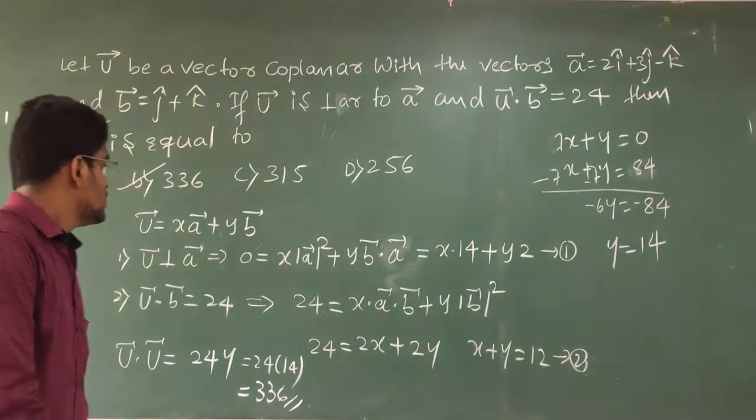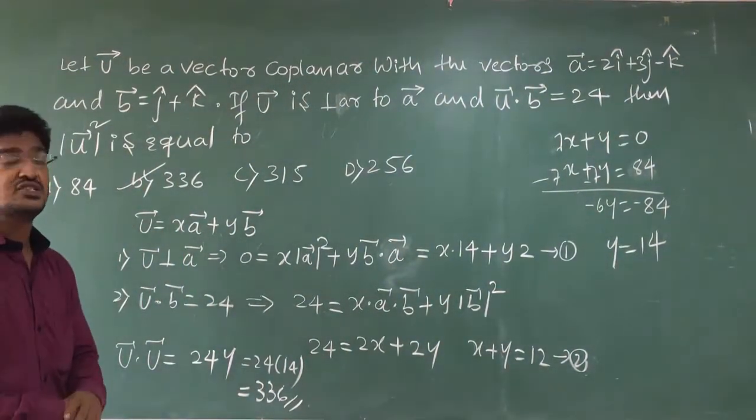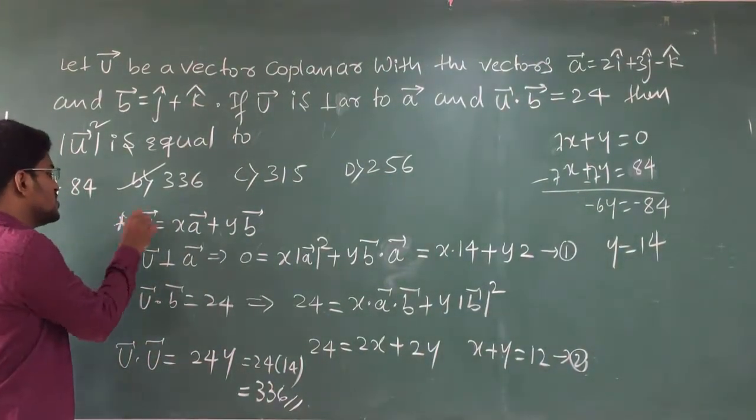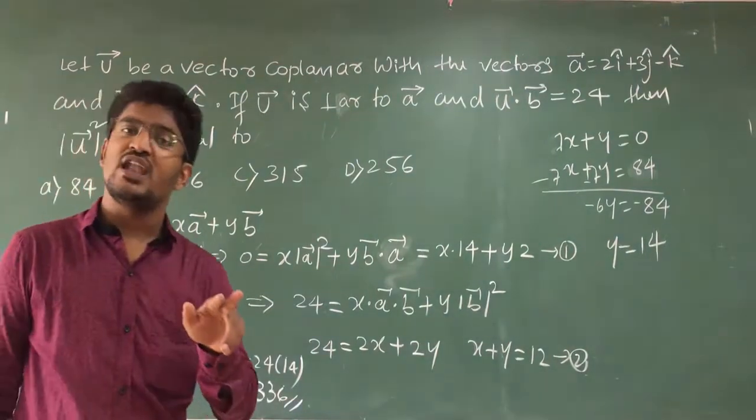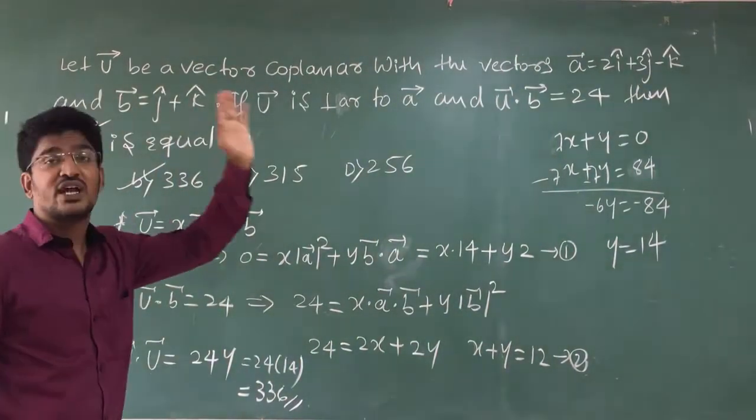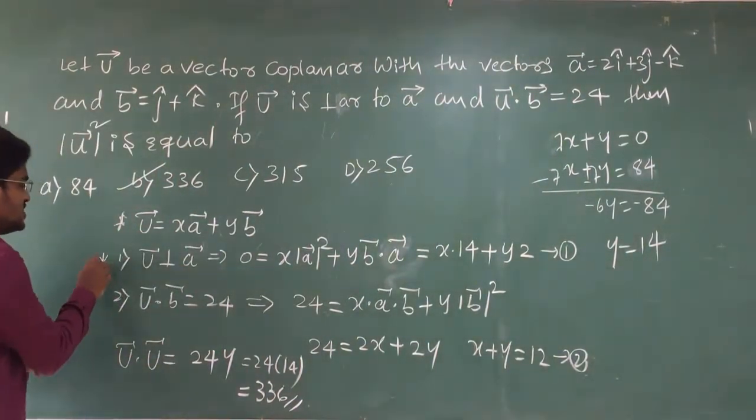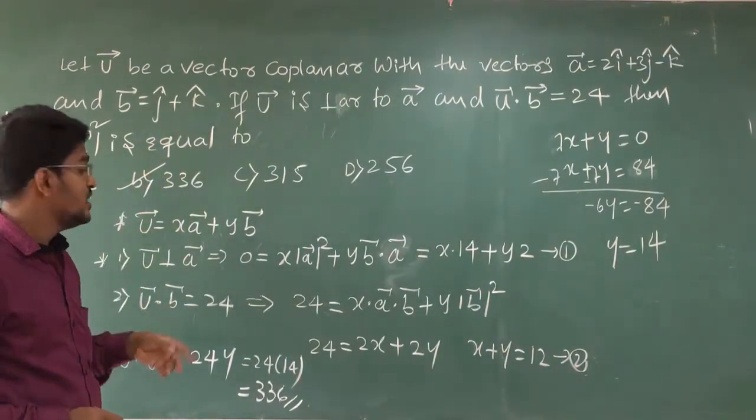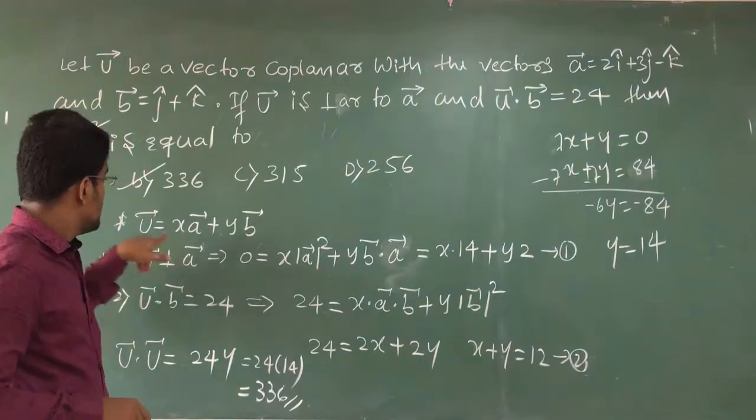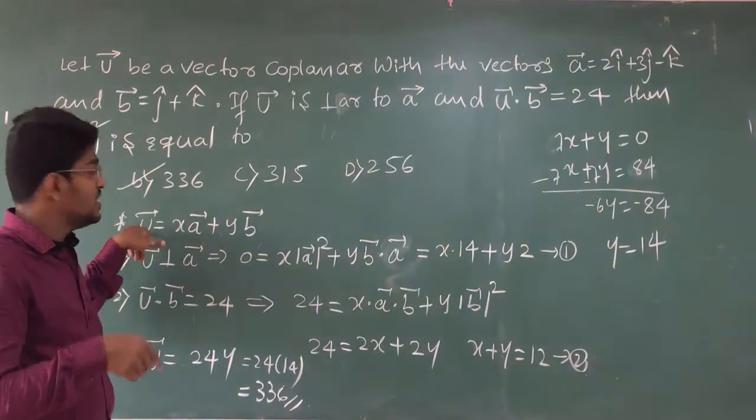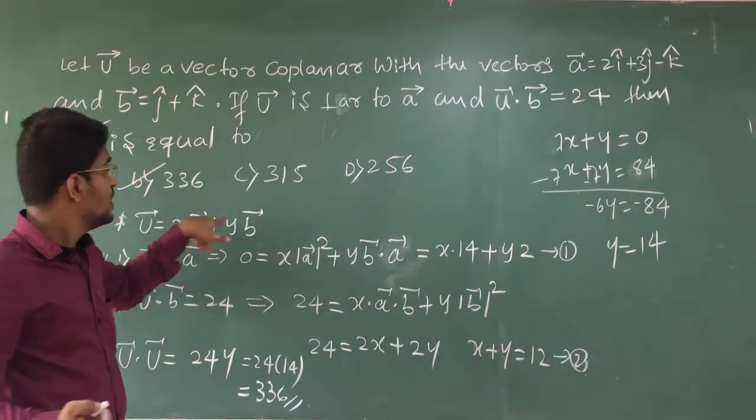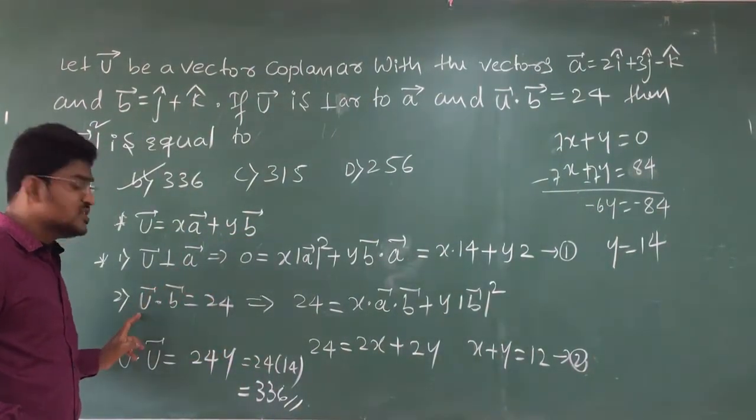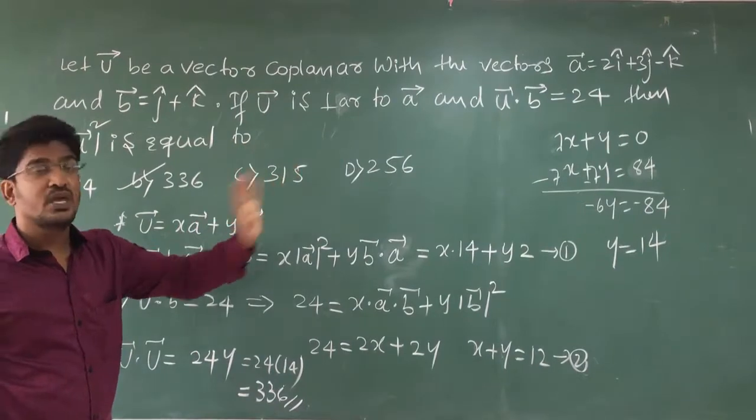Clear, students? So it was a very fine and very nice question, but you have to understand. I am going to write this just because vector u is coplanar with vector a and vector b. Because they have mentioned that vector u is perpendicular to vector a, that's why it is 0. So I am multiplying this vector u with vector a. A dot a will be mod of a square. Here it will be a dot b. No problem. Next, I am writing this because they have mentioned vector u dot vector b equal to 24.